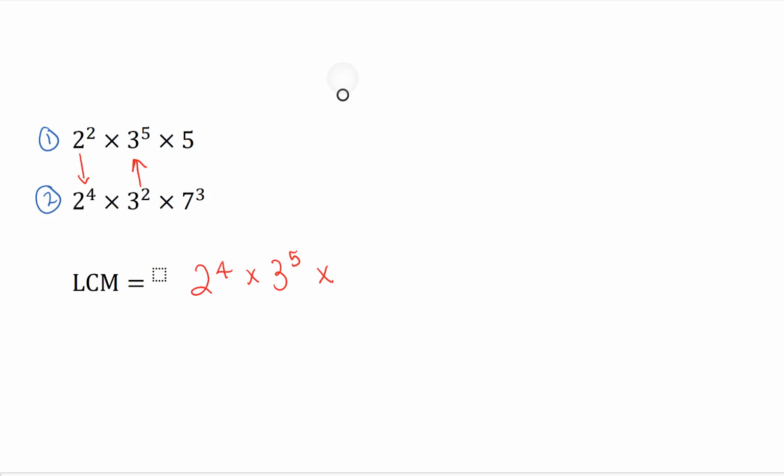And then we have this 5 that is not in the other number, but we have to include it or else that first number will not divide into it. And then we have this 7 cubed that we have to include for the other number, because if we don't, then that second number won't be able to divide into this. So this is our final answer. So one way to think about this is you write down all your bases that you see. We see a 2, a 3, a 5, and a 7. And then you include the highest exponent on each. Here we included the 4, here we included the 5. We had to include the 5, and we had to include the 7 to the 3rd.